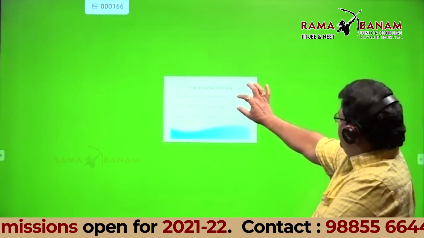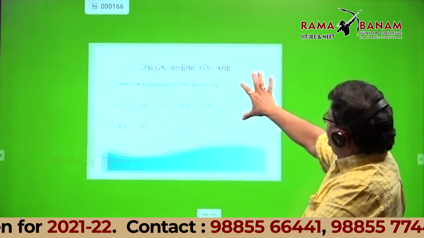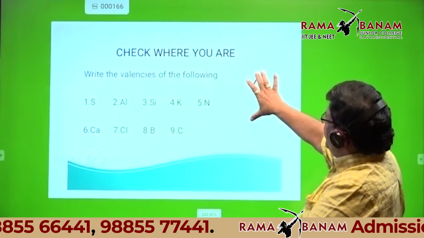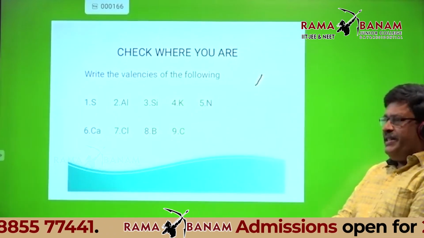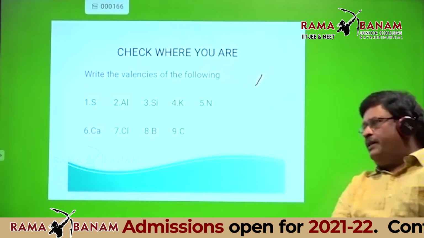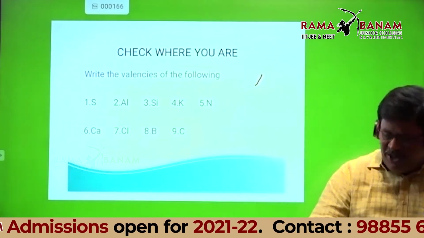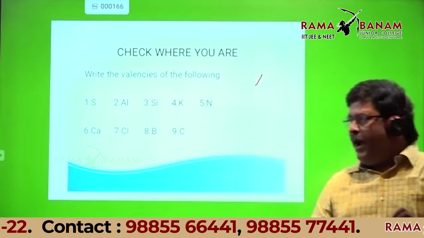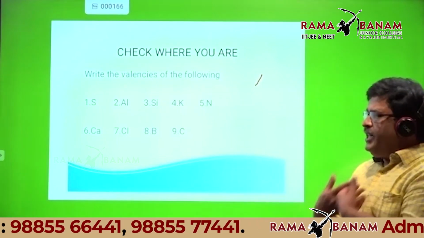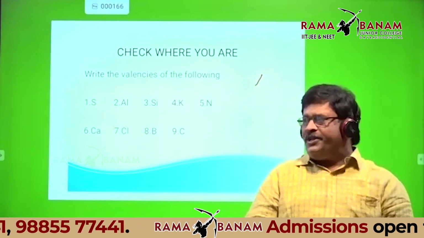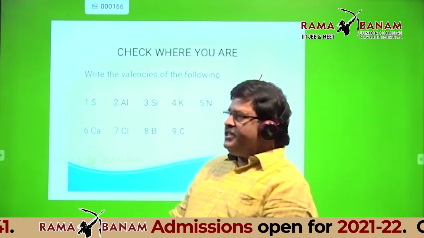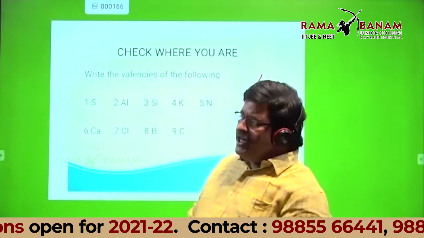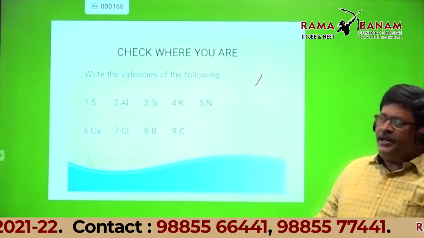And next board, this is also another set. Check where you are. I gave 9 questions here also. Write the valences of the following elements. For this, 9 minutes is not required, students, I think. I'll just give 5 minutes time to you all. You write the valences of all the 9 elements. The pattern is the same for every question, plus 3, and for every wrong answer, -1.